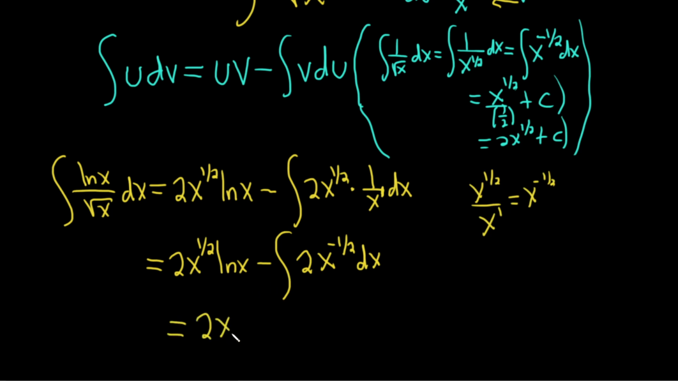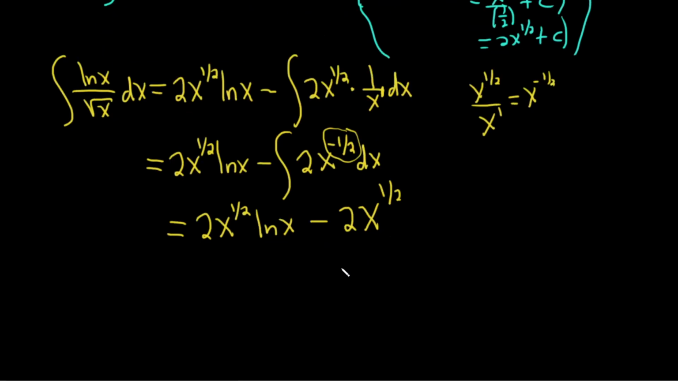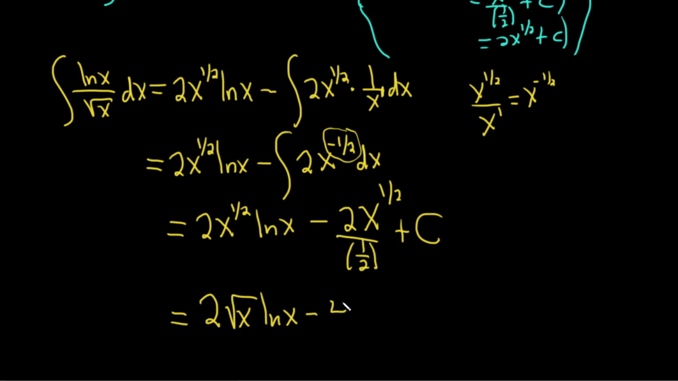So this is 2x to the 1/2 natural log of x. And then here we'll add 1 to the exponent. So this is x to the 1/2 because negative 1/2 plus 1 is 1/2. And then we divide by the result, so divided by 1/2, plus our constant of integration, capital C. We add this at the very end, right when we finish up. So this is 2 square root of x, natural log of x. Same thing here: when you divide by 1/2, you're really multiplying by 2 over 1. So it's minus 4 square root of x plus a constant.